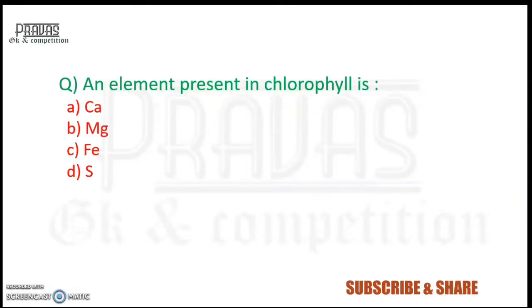The first question is, the element present in chlorophyll is? The options are calcium, magnesium, iron, sulfur. And the answer is magnesium. Remember, magnesium is present inside the chlorophyll. Remember, chlorophyll is also a type of plastid.